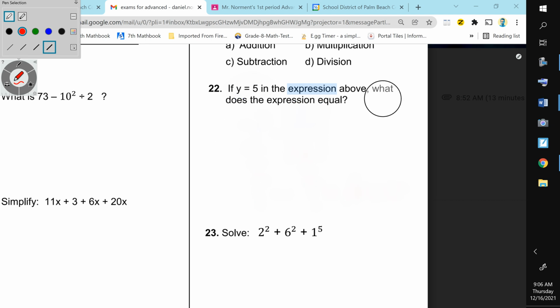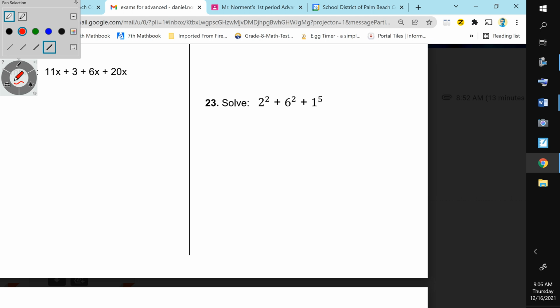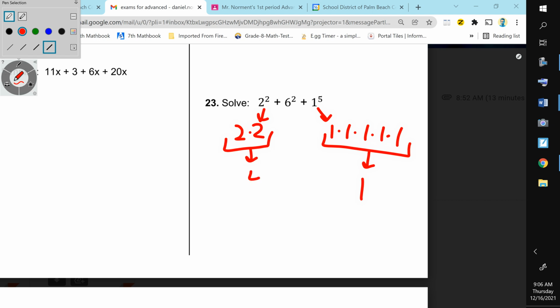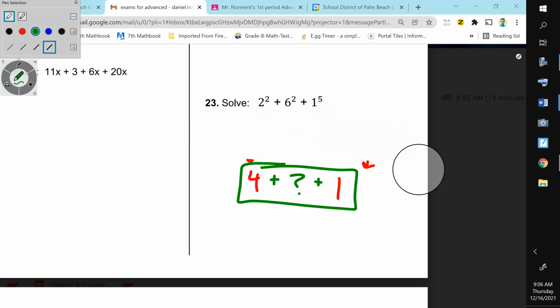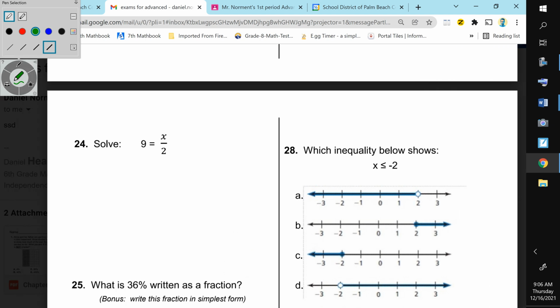Hope that helps. Now number 23, when you solve, I'm going to do 2 of them for you, okay? So this means 2 times 2. This means 1 times 1 times 1 times 1 times 1. This equals 1, obviously. This equals 4. This equals, I don't know. So you take 4 plus whatever this is plus 1, and you add them all up and you get your answer. Good luck.